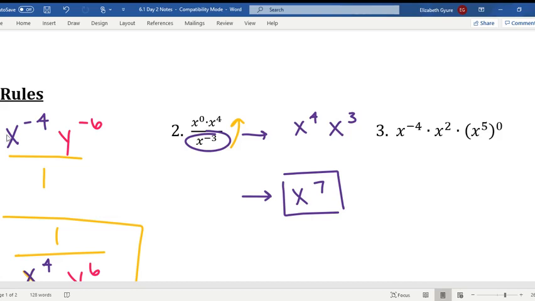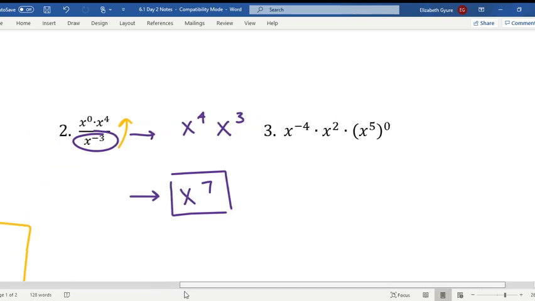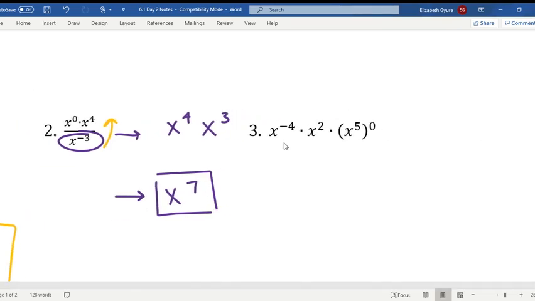All right, and then last one, number 3. We have x to the negative 4th, x squared, and x to the 5th to the 0. So, yes. We'll be done after we finish this example.